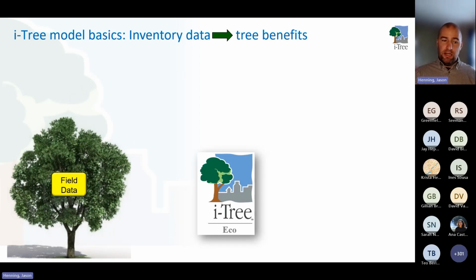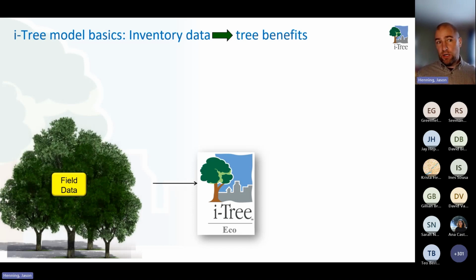So you take that field data, and it can be on one tree, or it can be on lots of trees. And again, we're starting with iTree Eco because that's kind of where all the science goes first and makes its way into the other tools. So you can take all that field data that you've collected and put it into iTree Eco, but there's a whole lot more data in iTree Eco sort of behind the scenes there.